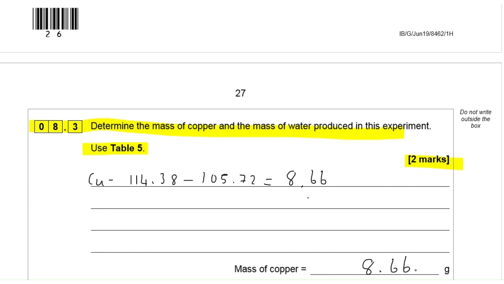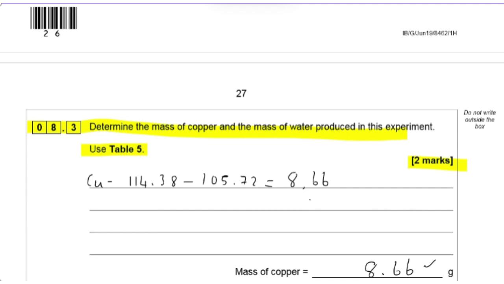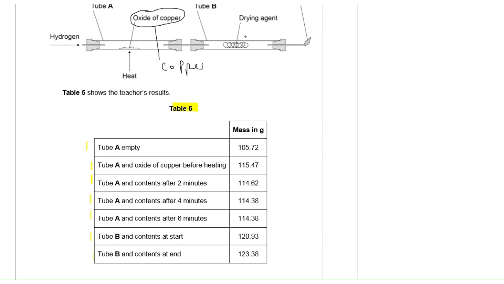The next part then, calculate the mass of water produced in the reaction. So we go to figure 10. We can see the drying agent there, and that's absorbing the water coming through from the reaction. So we're looking for the tube B contents at the start and tube B contents at the end, and we're going to take the contents of B at the end away from B at the start. That's 123.93.